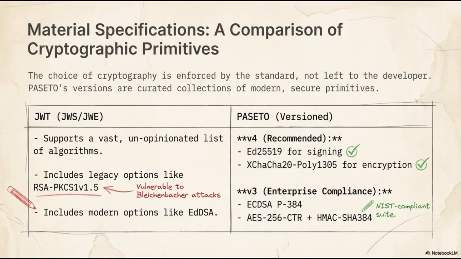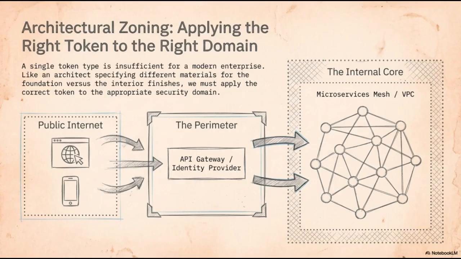risk of implementation errors. When designing modern enterprise systems, we have to think like architects. Just as an architect specifies different materials for a structural foundation versus interior finishes, we must apply the correct security tokens to the appropriate domains. A one-size-fits-all token approach is no longer sufficient for a secure infrastructure.